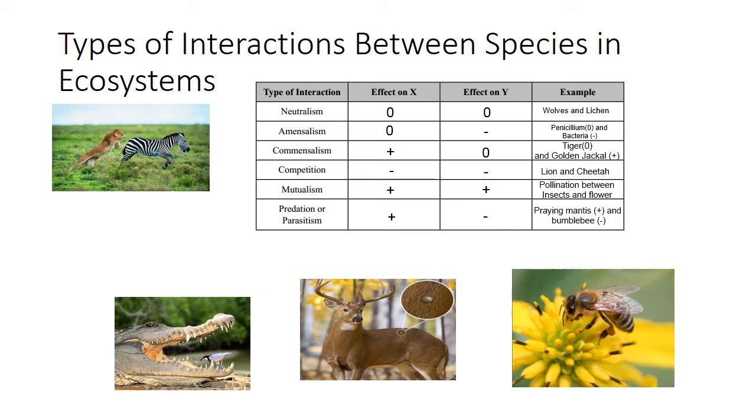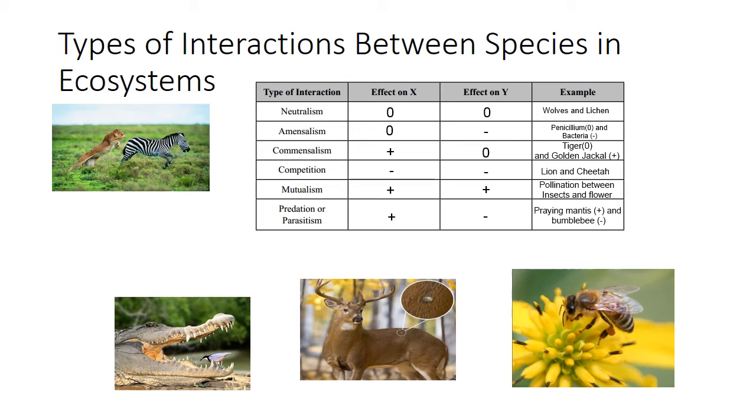For the Penicillium notatum, it doesn't matter whether bacteria are in this petri dish or they aren't there. It's just the same thing. But for the bacteria, it matters. If there is no penicillium in the plate, then they thrive, and if you put this mold, then they die. And so that's amensalism. Then commensalism, when species X benefits and species 1 is not affected.